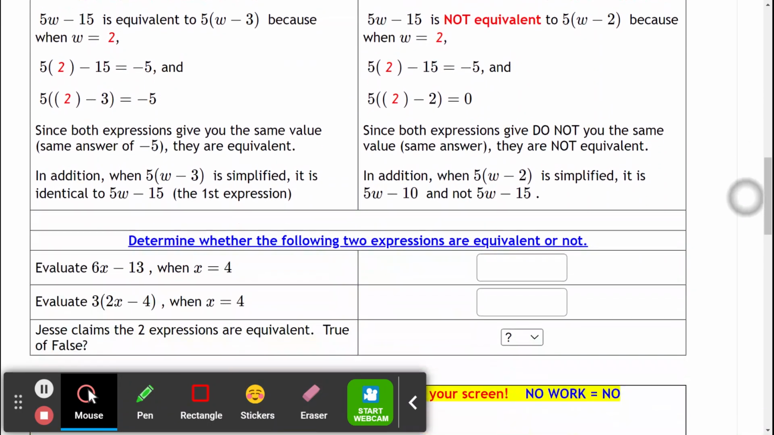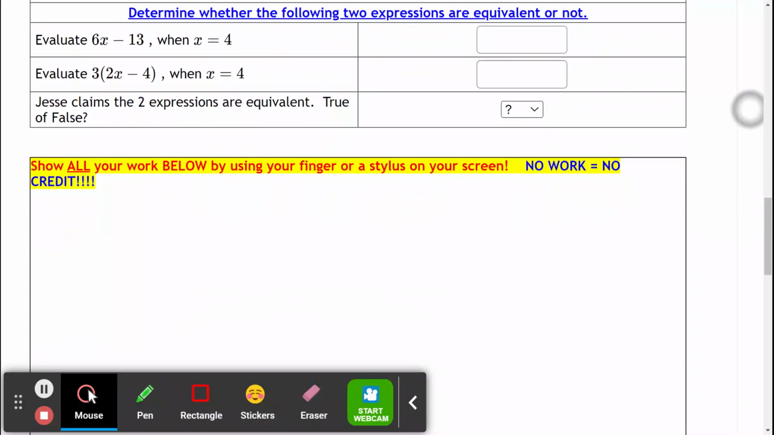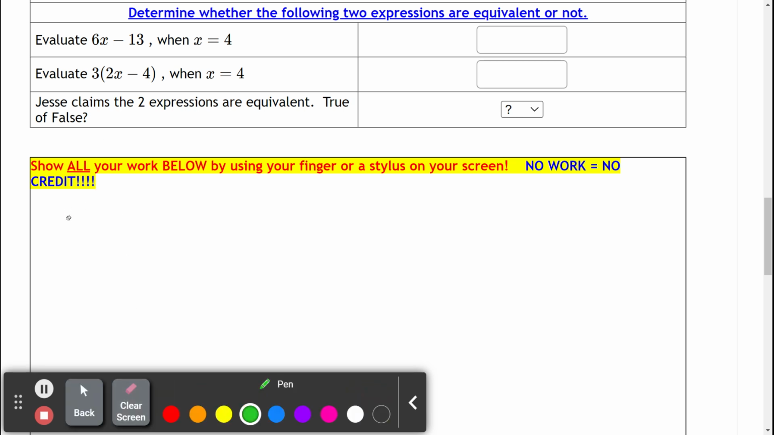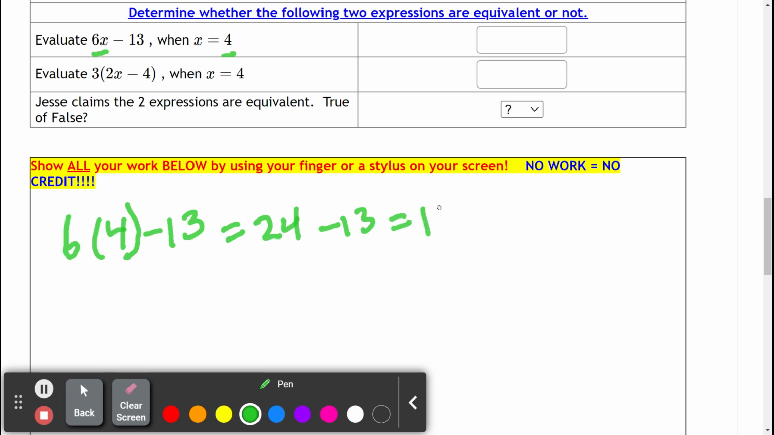Next, oh yeah, the big one here. So I think I could use this here. This ends up being 6 times x. So 6x, right? So I'm looking at this right here, 6x when x is 4. So that means it's going to be 6 times 4 minus 13. Well, 6 times 4 is 24 minus 13. And I think that's 11, right?